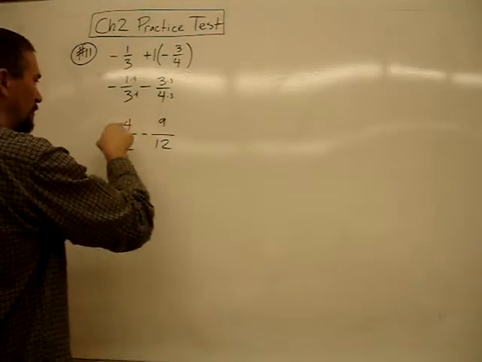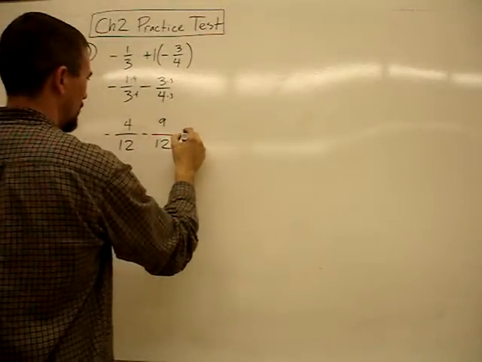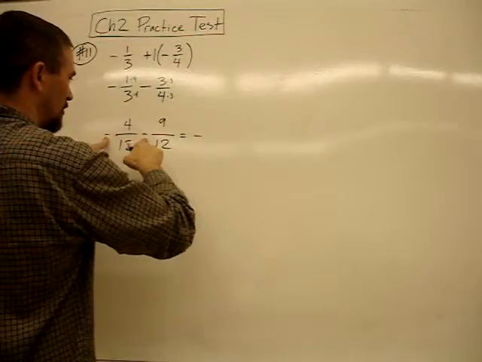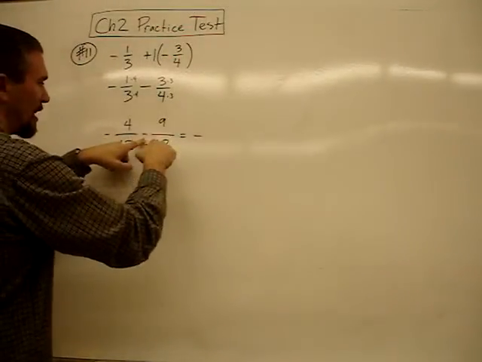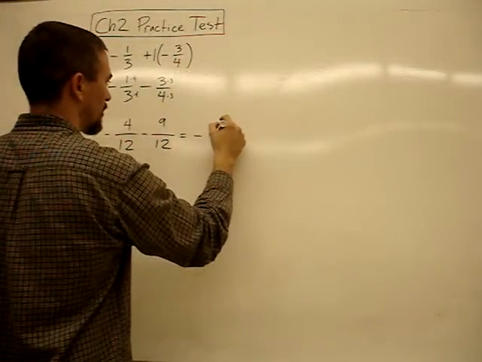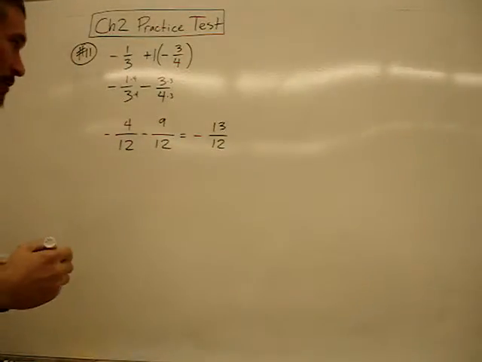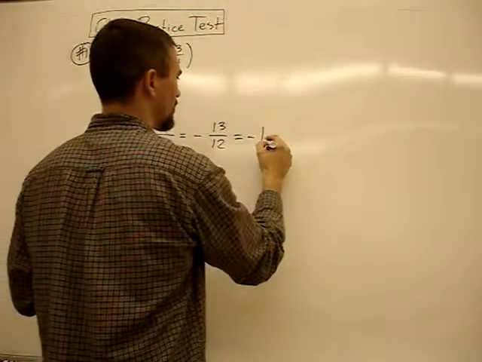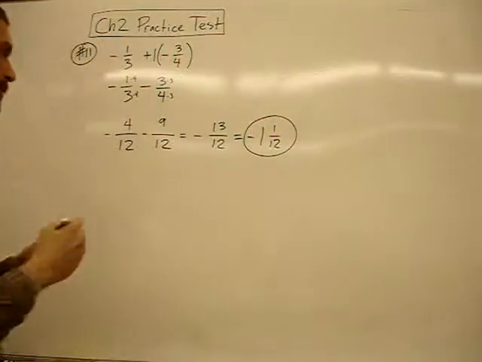So negative team got 4/12, and it also got 9/12, so we're going to add them. The points belong to the negative team. So in other words, a negative 4/12 and a negative 9/12, we're just going to get a bigger negative because we put them together, and that will be 13/12. And obviously that's an improper fraction, so 12 goes into 13 once with 1 left over, and that would be the answer, a negative 1 and 1/12.